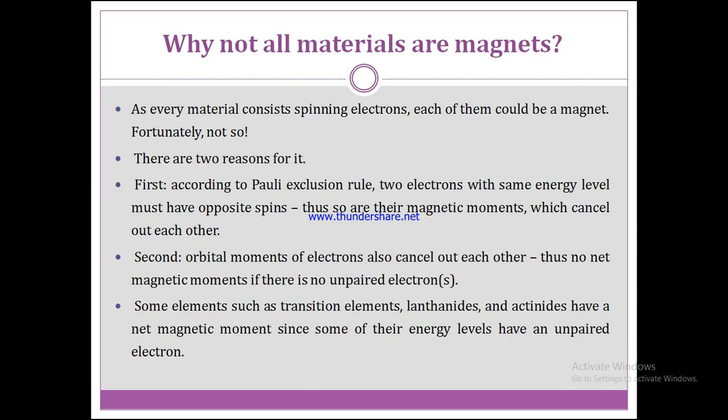Now, some elements such as the transition elements, lanthanides and actinides have a net magnetic moment since some of their energy levels have unpaired electrons.